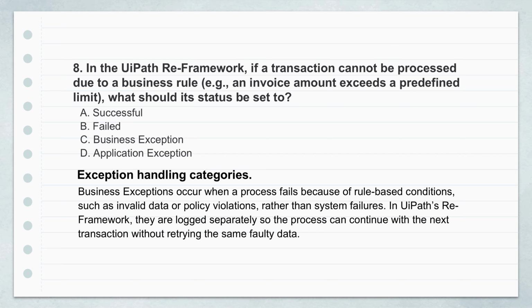Let's say a process hits a specific rule-based condition that isn't met, like an invoice comes through and the total amount is over a predefined spending limit set by the business. How should the status for that transaction be set in the framework? Okay, good scenario. In that specific case where the failure is because a predefined business rule was broken, that transaction status must be set as a business exception.